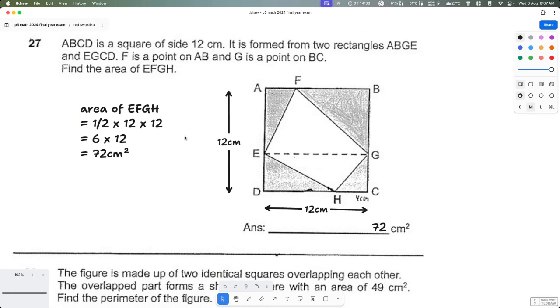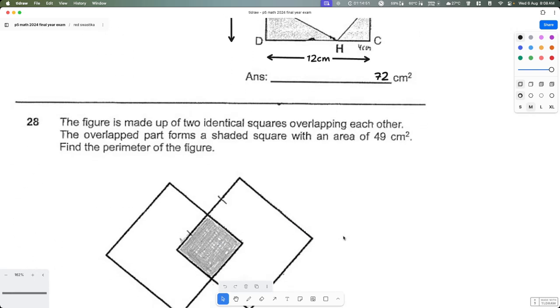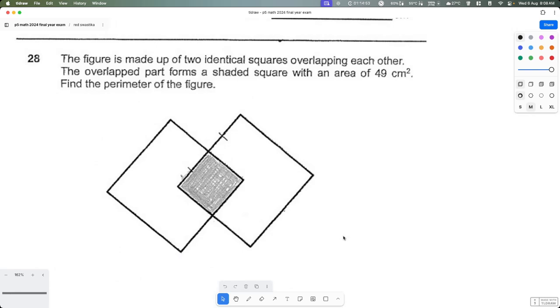Therefore, for the area of these triangles, EFGH, it's just two triangles. So you just say half times 12 times 12, which is actually 72 centimeters square. Hopefully that makes a lot more sense to you. All right, let's move on to the next question.